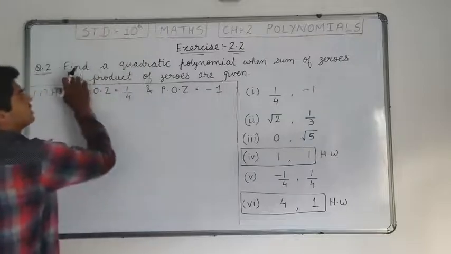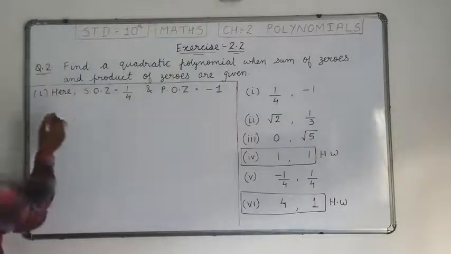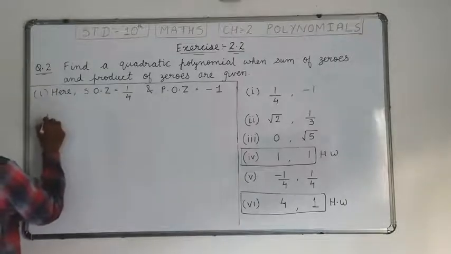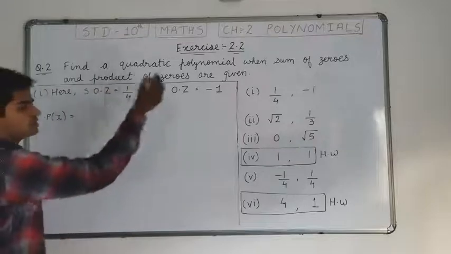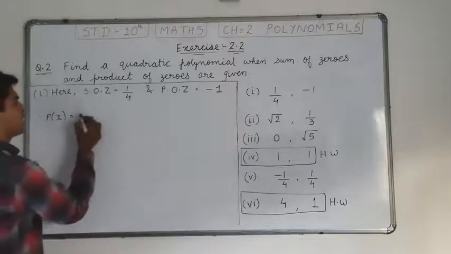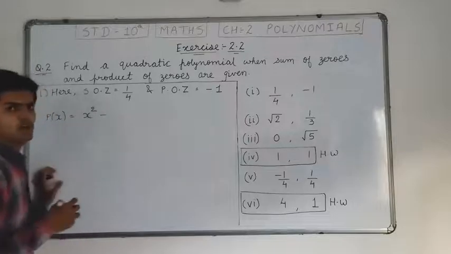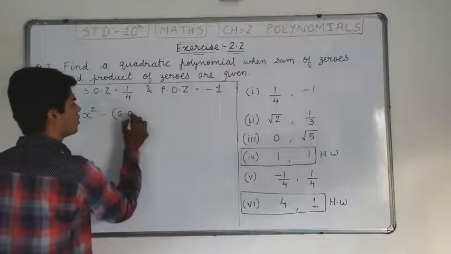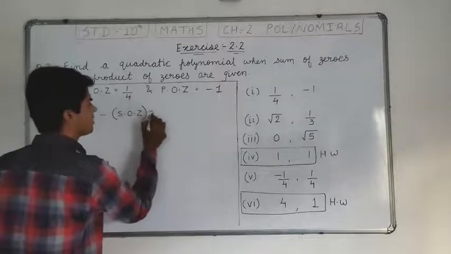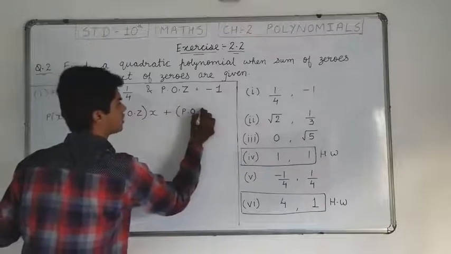Now in the question it is given to find the quadratic polynomial. So we will write our equation. Therefore p of x. In all the 6 questions you have to write the formula. In exam also it is compulsory to write the formula. x square compulsory minus inside bracket sum of zeros multiplied with x compulsory plus product of zeros.